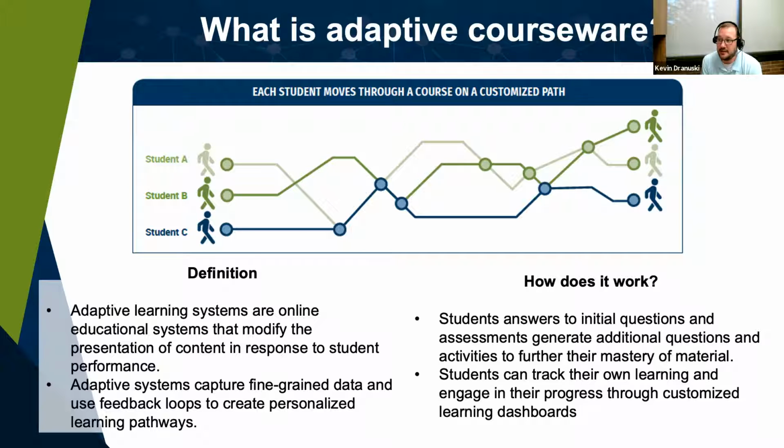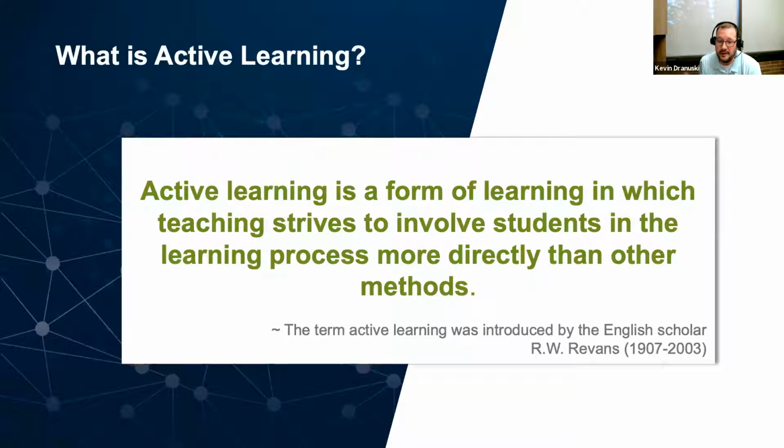So if we go to the next slide here, we have our original definition of active learning, which is a form of learning in which teaching strives to involve students in the learning process more directly than other methods. And that's exactly what adaptive courseware does. And it can do so through various activities of active learning. I think Sarah's going to share some of those on the next slide here.